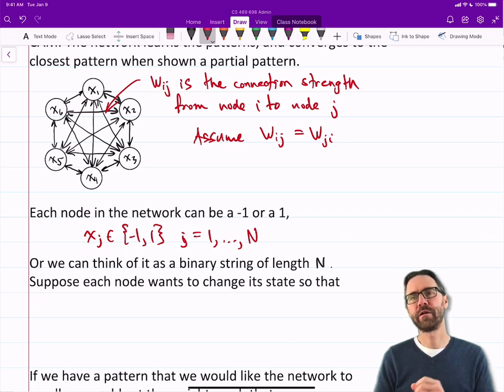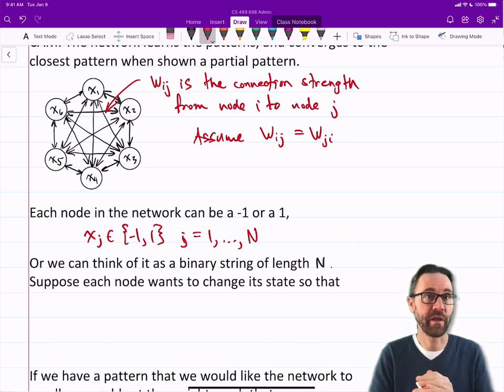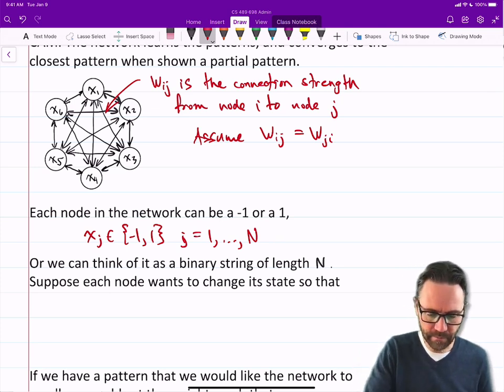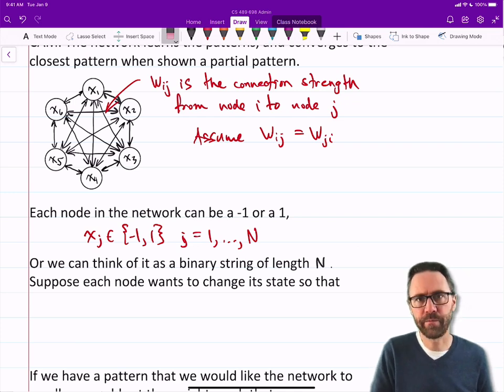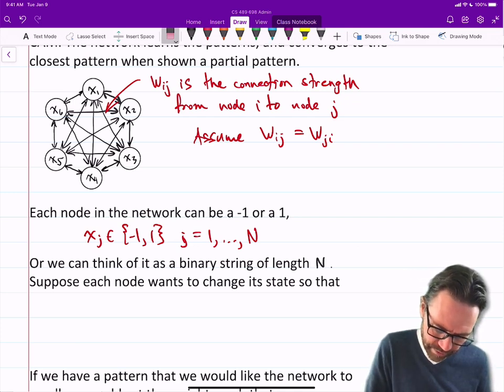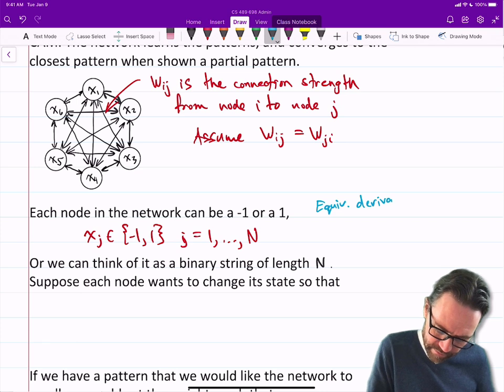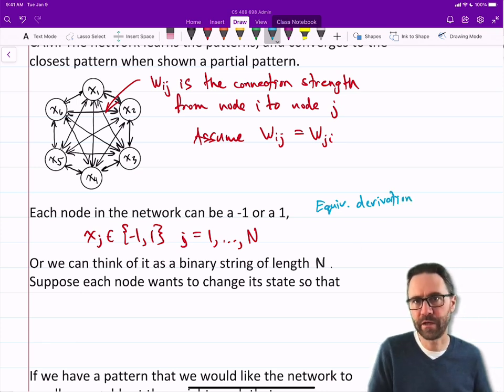We can also design our network to use ones and zeros. You can think of the state of the network as a binary string of length n. I'll just put a quick note here that there is an equivalent derivation for x being 0 or 1.